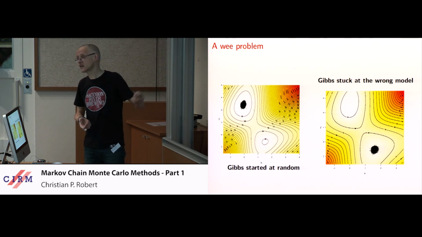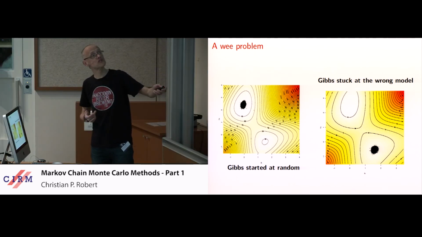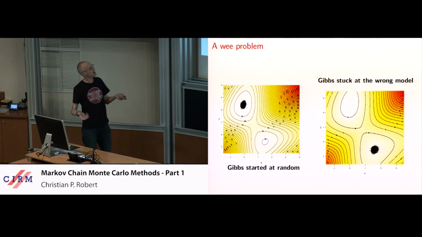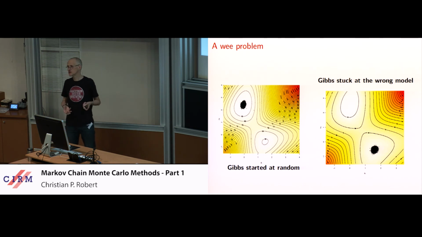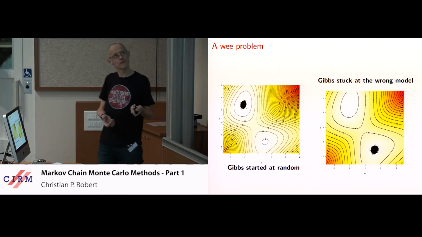So I have a target that actually is a posterior distribution for a mixture distribution that has two modes. One is around the true value of the parameter, which was 0 and 2.5, and another one is a sort of atavistic mode due to the mixture nature of the likelihood. If I start at random, that's how my Markov chain produced by Gibbs converges, so it goes to this mode and stays there forever after.